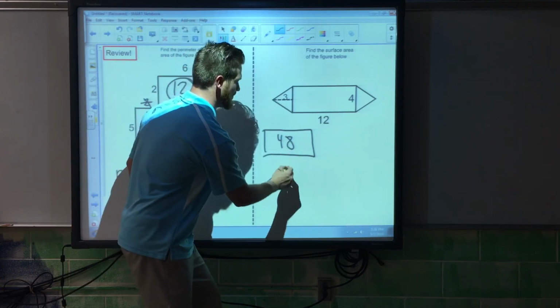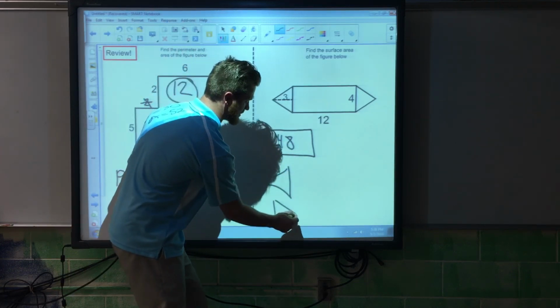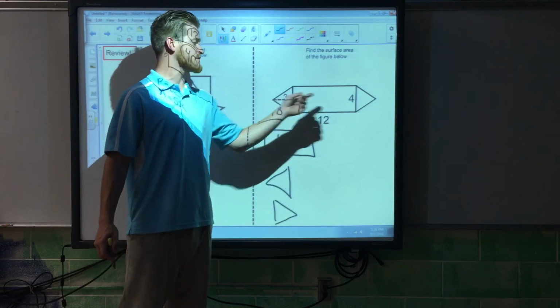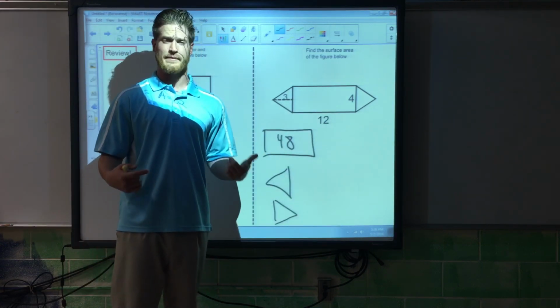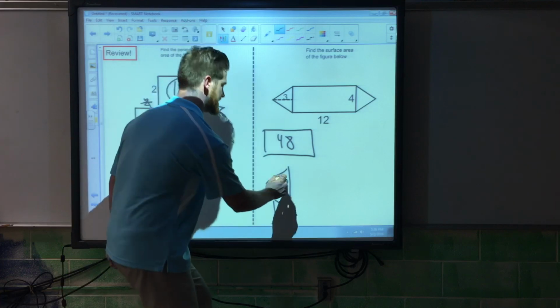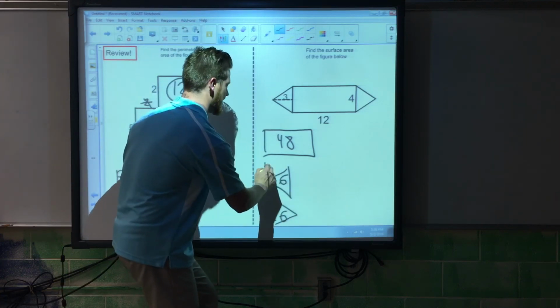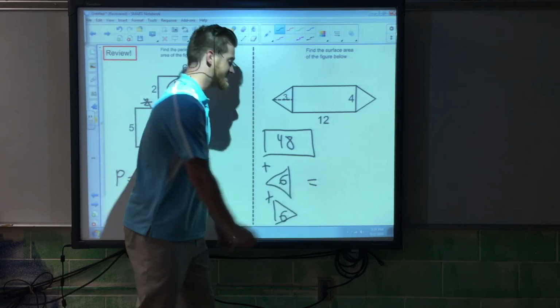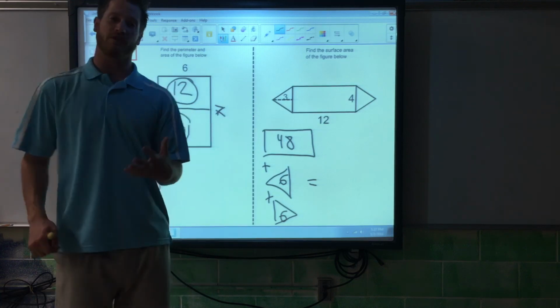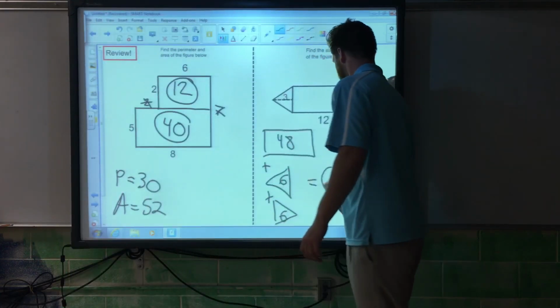Now, I know that both these triangles are congruent, so they're going to be the same. So 1/2 times 3 times 4, or 4 times 3 divided by 2, is going to be 6. So at the very end, I have 48 plus 6 plus 6 gives me a total surface area of 60.